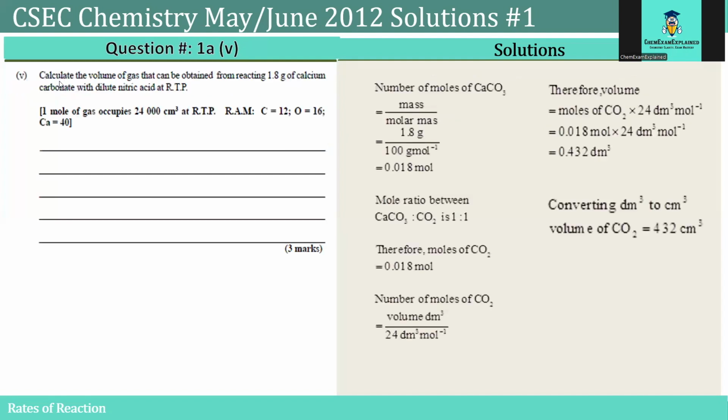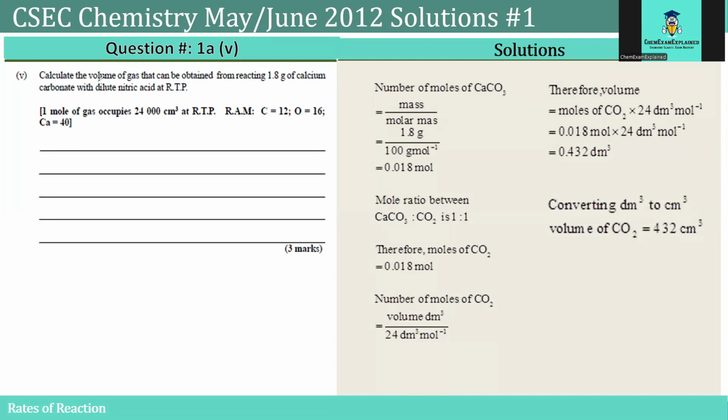Question 1A, part 5. Calculate the volume of gas that can be obtained from reacting 1.8 grams of calcium carbonate with dilute nitric acid at RTP, which is room temperature and pressure. So we're given some values here. We have that 1 mole of a gas occupies 24,000 cm cube or 24 dm cube at RTP. We have the relative atomic masses of the elements: carbon 12, oxygen 16, and calcium 40. Let's start with our calculation.